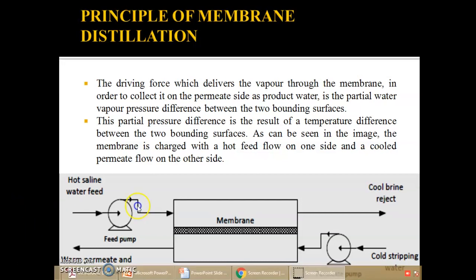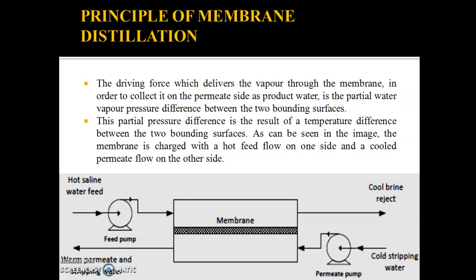The temperature difference through the membrane is usually between 5 and 20 Kelvin, which conveys the partial pressure difference that ensures that the vapor developing at the membrane surface follows the pressure drop, permeates through the pores, and condenses on the cooler side, right? So generally, the temperature difference above the membrane and below the membrane is about 5 to 20 Kelvin.